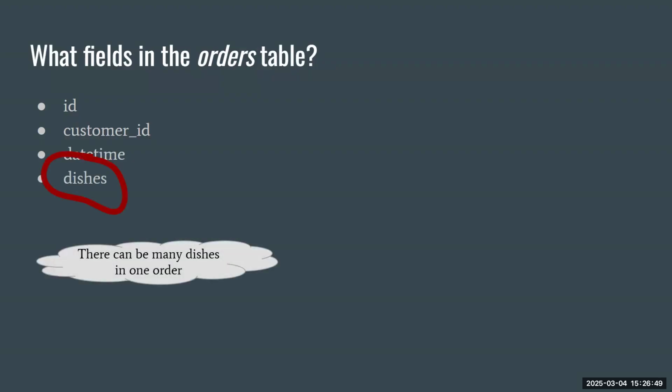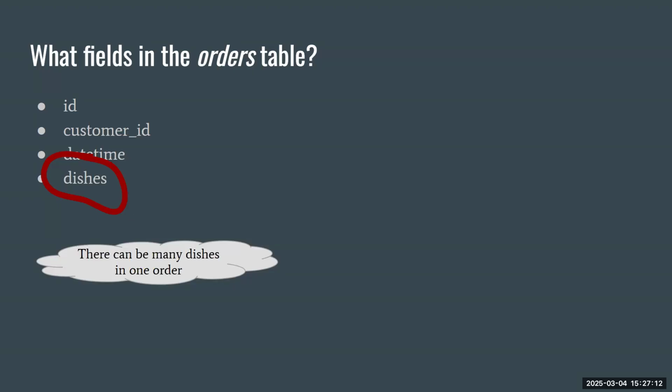Now remember, there can be many dishes in one order. So how do we model that? Anybody have any ideas? All right. I guess I'm here to teach you about databases, so it's my job to say.